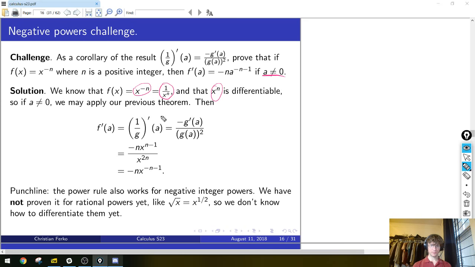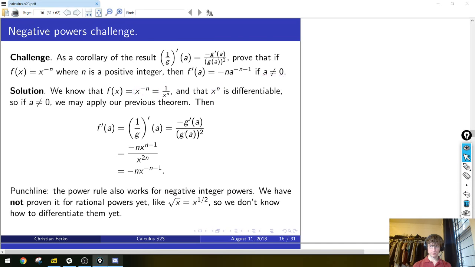Then as we saw, we apply the formula: the derivative of f, which is the derivative of 1 over g, is the same as minus the derivative of g over g squared. The derivative of g, by our previous proof, since g has a positive exponent, is nx to the n minus 1. Downstairs we have x to the 2n, and then you simply use the power rule for division of two numbers with the same base, different powers. And as we discussed a moment ago, now we've shown the power rule works for negative integer powers. We have not proven it for rationals or reals.